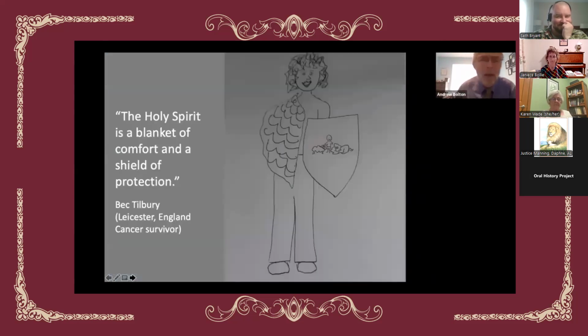And then I want to say a little bit about our very good friend Beck Tilbury, a wonderful member of the Leicester, England congregation, who's a cancer survivor. She said this: "The Holy Spirit is a blanket of comfort and a shield of protection." And you'll see on her shield, she drew this, is the church seal.